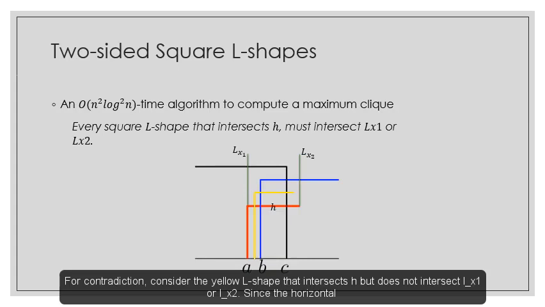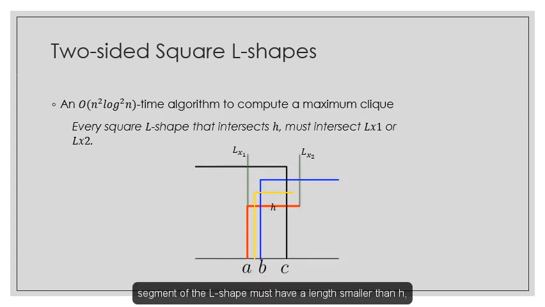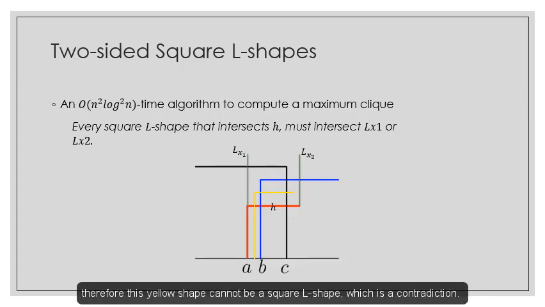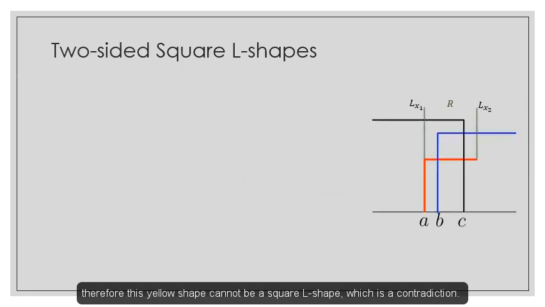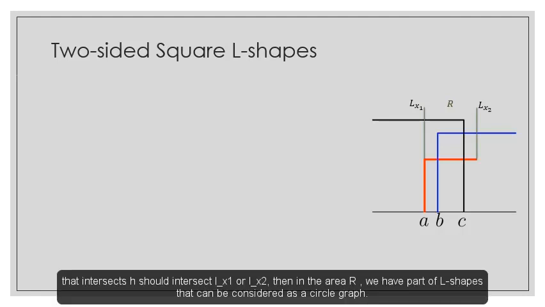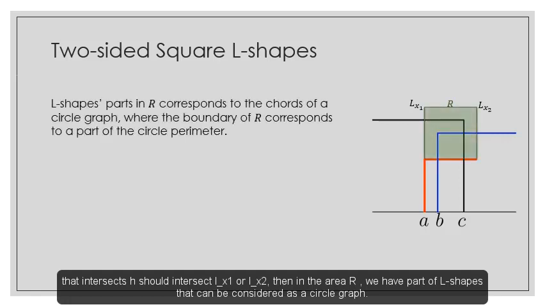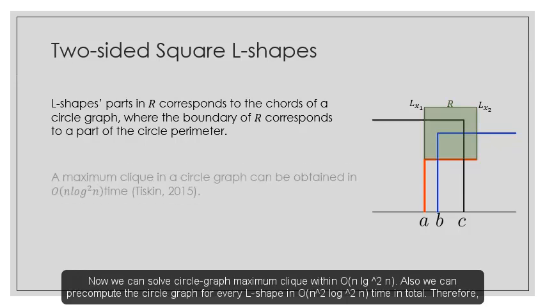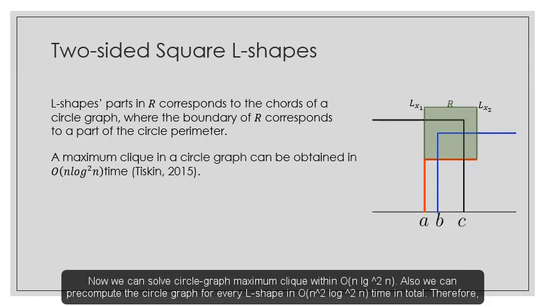For contradiction, consider the yellow L-shape that intersects H but does not intersect Lx1 or Lx2. Then the horizontal segment of the L-shape must have a length smaller than H. Therefore, this yellow L-shape cannot be a square L-shape, which is a contradiction. Now that we know every L-shape that intersects H should intersect Lx1 or Lx2, then in the area R, which is green, we have parts of L-shapes that can be considered as a circle graph. Now we know that we can solve circle graph maximum clique in n log squared n time.